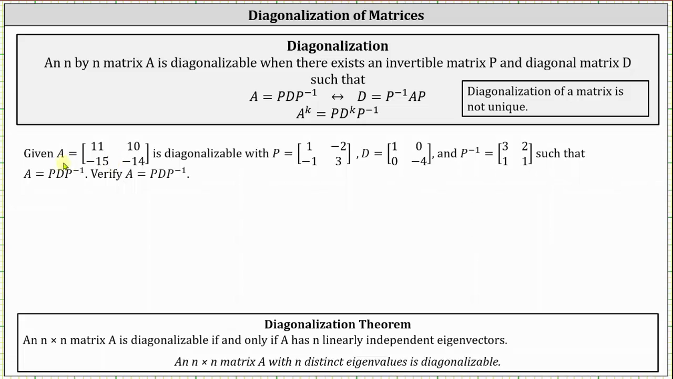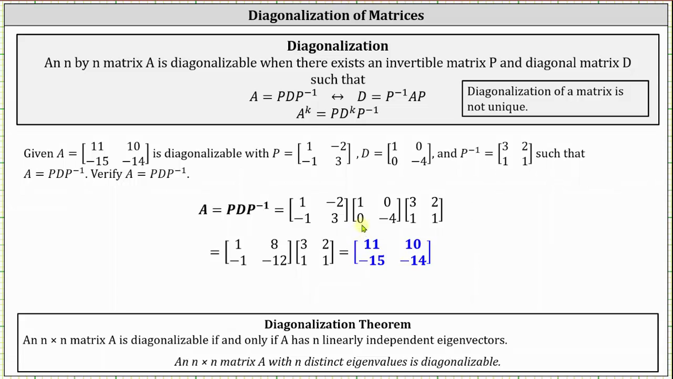So we're given matrix A, and we're told it's diagonalizable, and we're given matrix P, matrix D, and the inverse of matrix P. To verify the diagonalization, we need to verify the product of matrix P, matrix D, and the inverse of matrix P. So multiplying from left to right, the product of the first two matrices is the matrix 1, 8, negative 1, negative 12. Then we multiply by the matrix 3, 2, 1, 1, which does give us matrix A, the matrix 11, 10, negative 15, negative 14. And again, you may want to pause the video and verify the products.